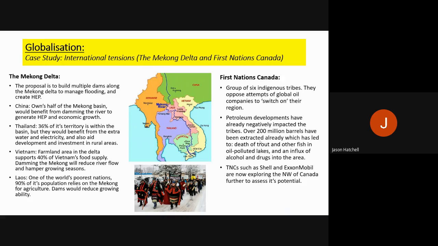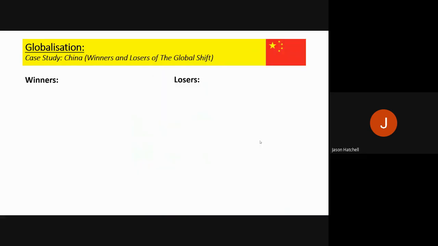And transnational companies such as Shell and ExxonMobil are now exploring the northwest of Canada for further assets and to further extract natural resources. So the tension here has been massive between the 6 tribes, the 6 tribes and the police and the oil companies within the region who are extracting the natural resources. So there are your 2 examples of international tensions, the Mekong Delta and First Nations Canada.